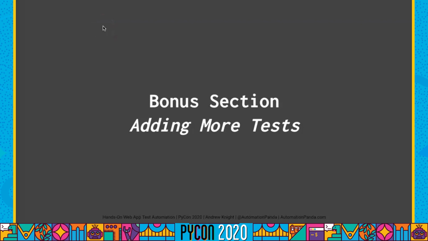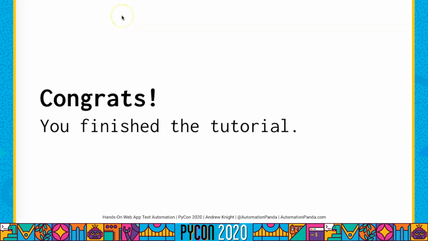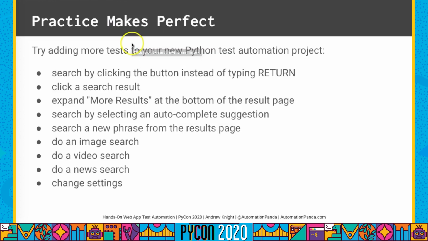Let's do our final section, the bonus section, adding more tests. At this point, you have finished the guided part of this tutorial. Congratulations! I hope you've learned quite a bit. But that doesn't mean that our learning is over. Practice makes perfect after all. And we have a Python test automation project that can serve as the basis for more tests.